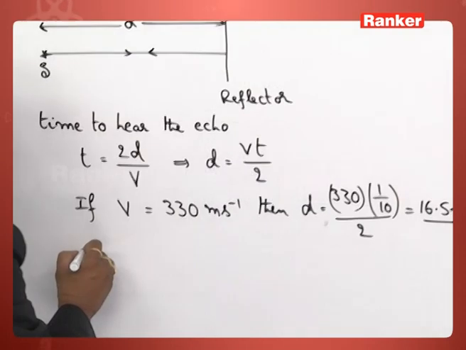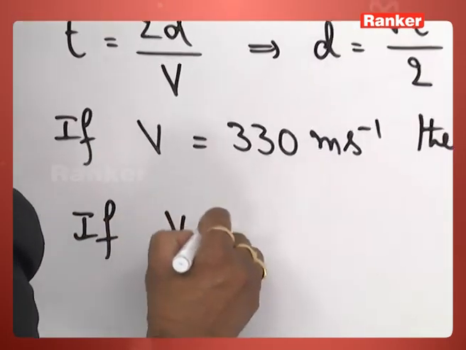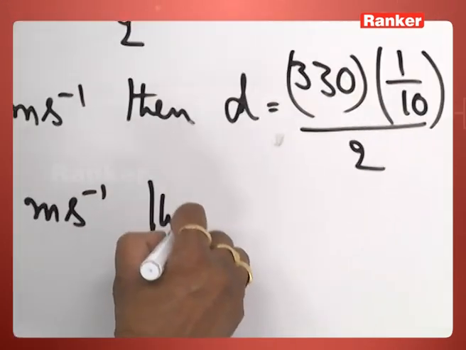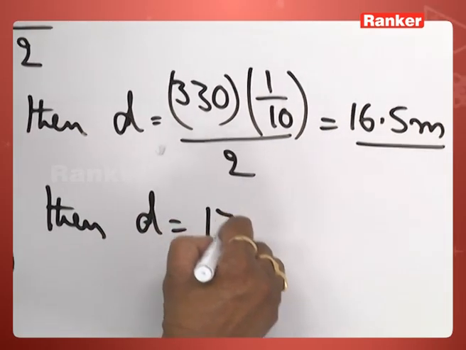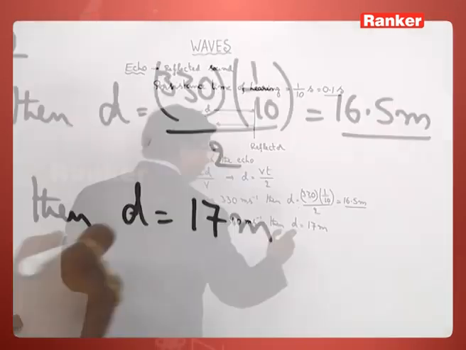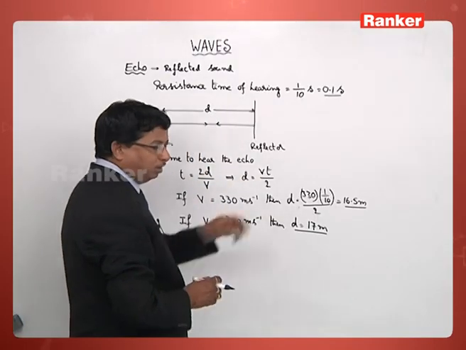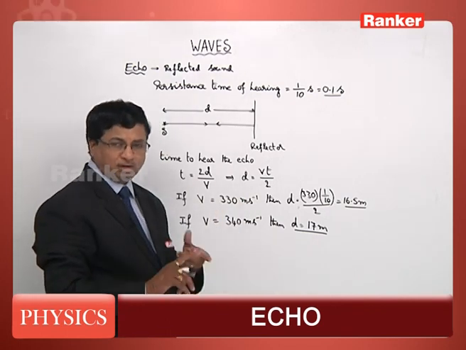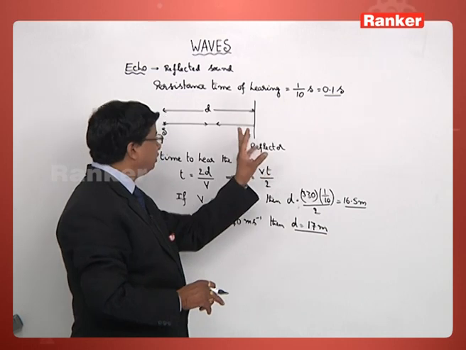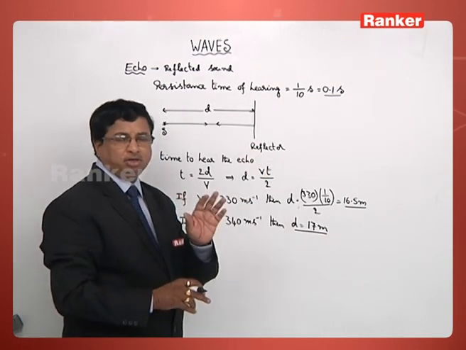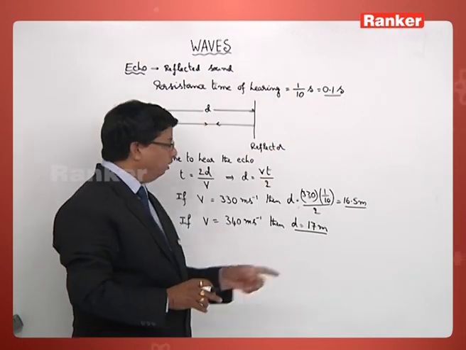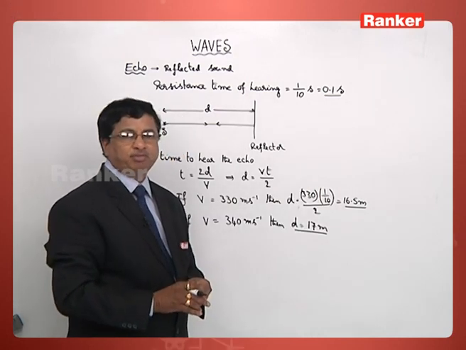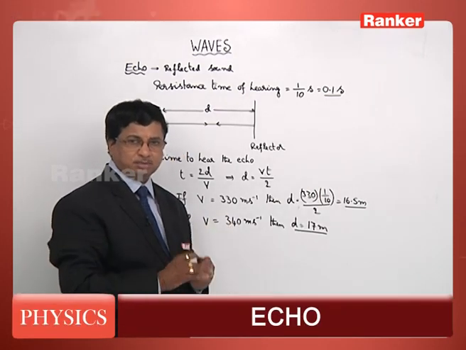For example, if I consider the speed of sound as 340 meter per second, then the value of d becomes 17 meter. So, whether it is 16.5 or 17, that all depends on the speed of sound in that material medium. And the persistence time of hearing for almost every human ear is 1/10 of a second, so there is no need for us to change this value. So, the minimum distance we can consider is 16.5 meter. That is the concept. Fine.